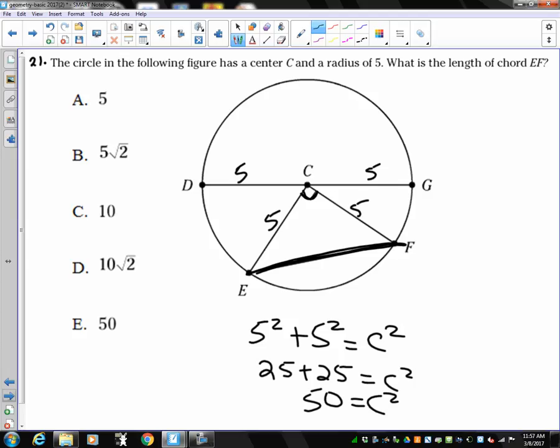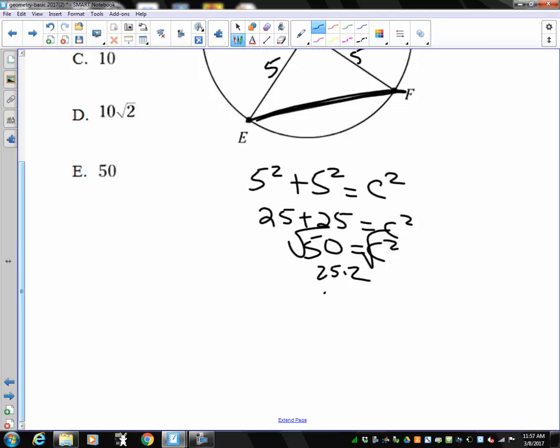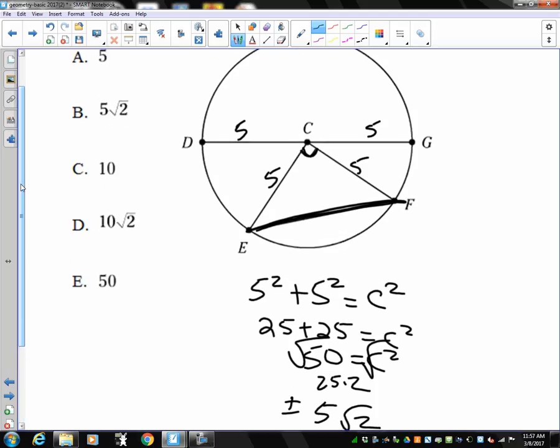Okay, 25 and 25 is 50. And then we would just take the square root of both sides. Now with 50, just say 25 times 2. So that will be 5 square roots of 2. Technically, plus or minus 5 square roots of 2, but only the positive version. So it was B.